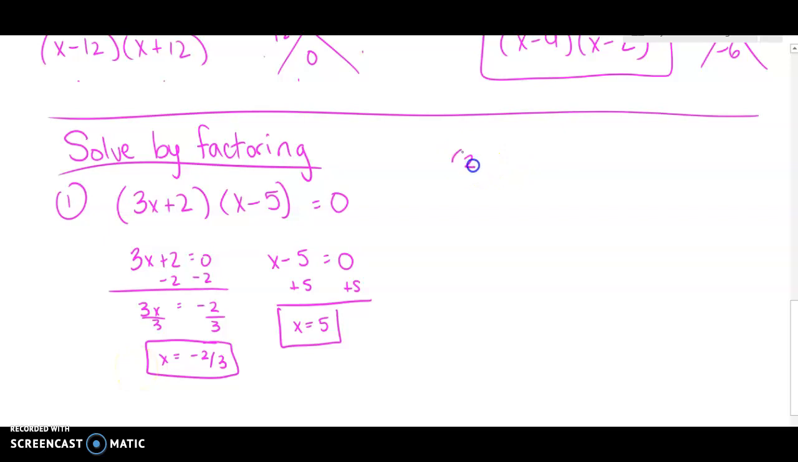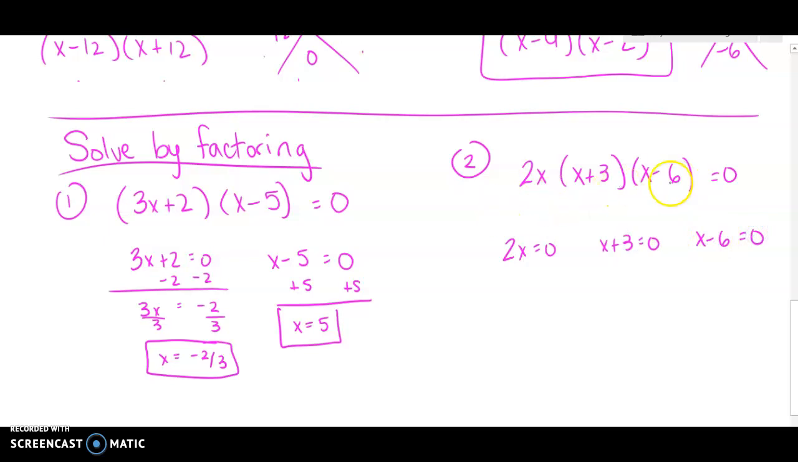Remember those problems, some of them, when we had it, you had stuff like 2x times x plus 3 times x minus 6 equals 0. All right, this one's already factored. You're going to set the pieces equal to 0, including the 2x. We did this a while ago. So you're going to set each piece equal to 0. And with this one, you'd get 0. With this one, you'd minus 3. You get x equals negative 3. And with the last one, you'd add 6, giving you x equals 6.